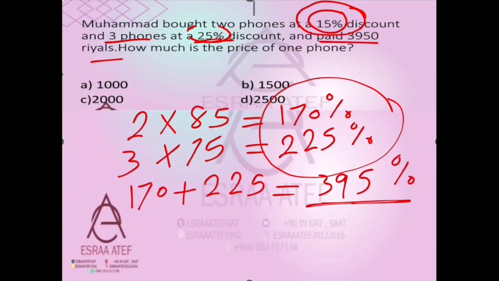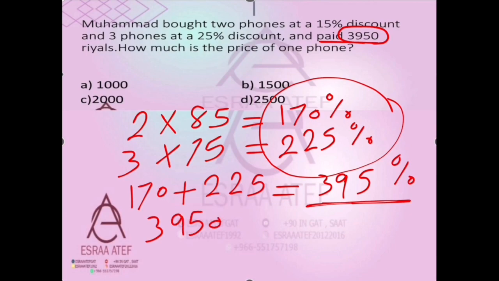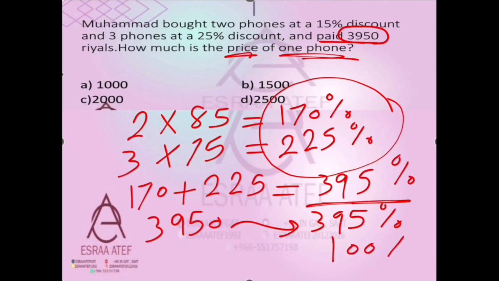Okay, so the price of all the phones is 3,950. So the 3,950 is the price of 395%, which is the percent of all of them. Right, you want to get the price of one phone. One phone, it's meaning that the 100% is only for one phone. Okay, so we need x here. Okay, to get x, we will do cross multiplication this way.